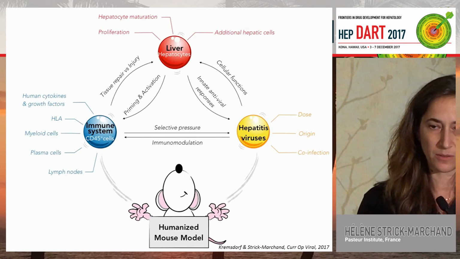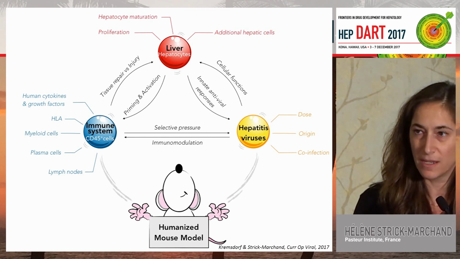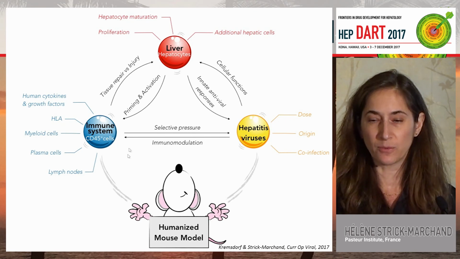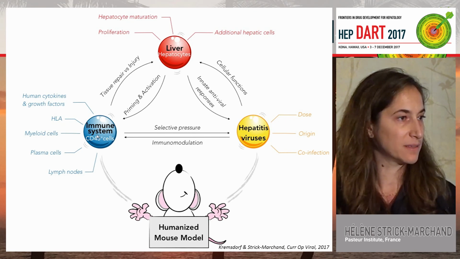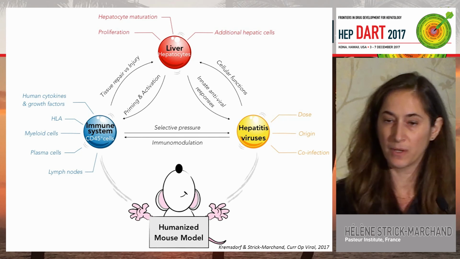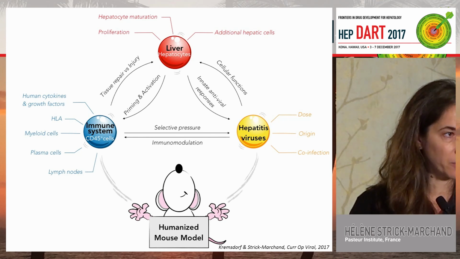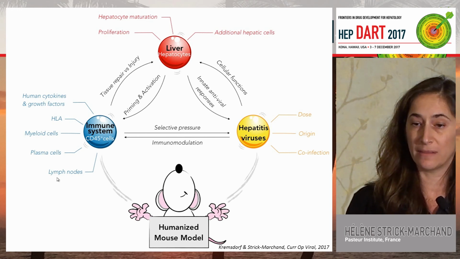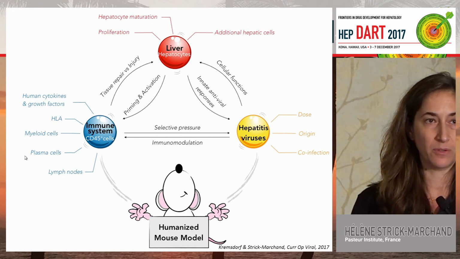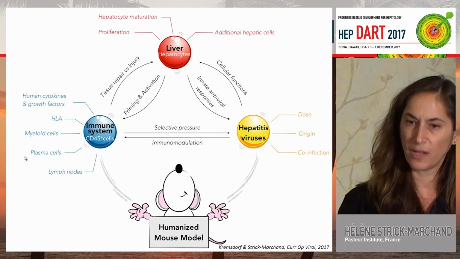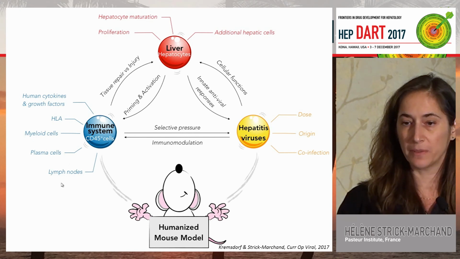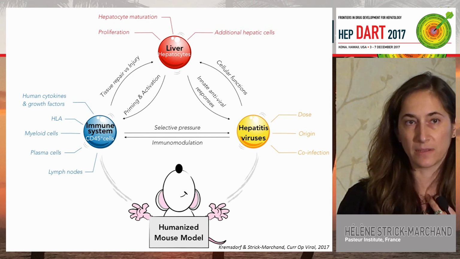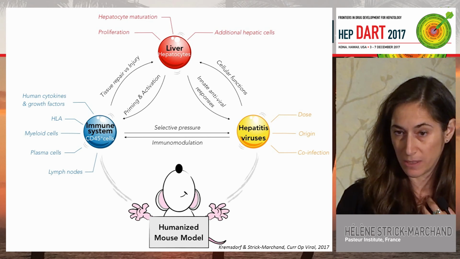So humanized mouse models can be used for many different things. There are 3 main components that need to be juggled and thought about. The first one is the immune system, the CD45 cells that you're going to develop. We need to improve the myeloid cell compartments, we need to improve the HLA compartment, the HLA presentation, and we need to improve the development of plasma cells. And this is probably going to go through the fact that we don't have any lymph nodes that are well reconstituted in these animals, and this problem needs to be addressed.